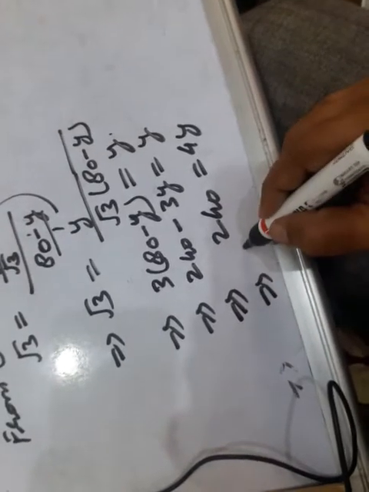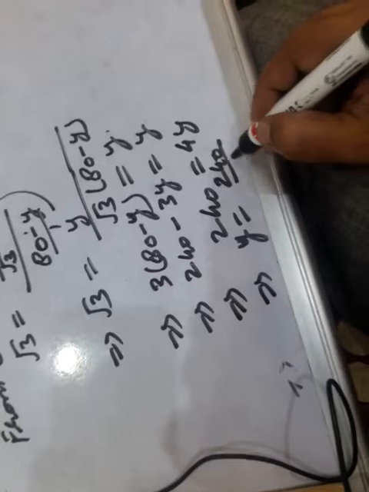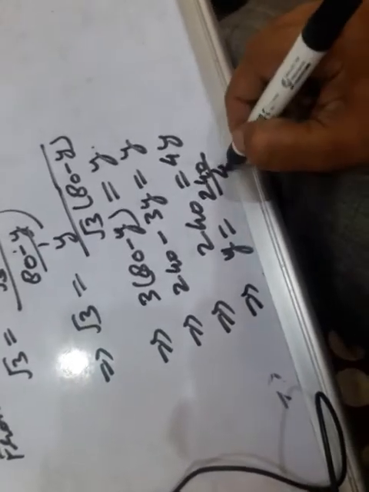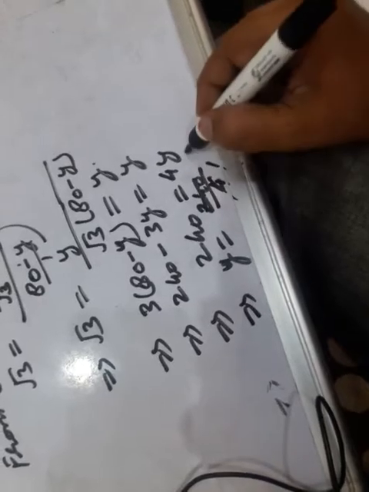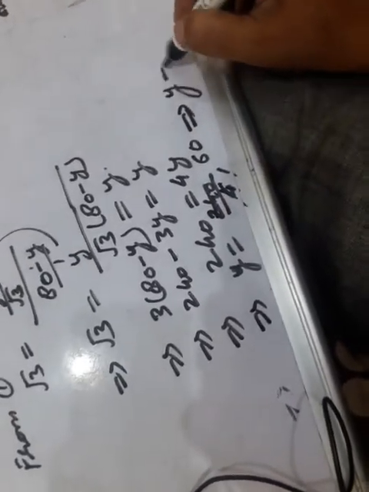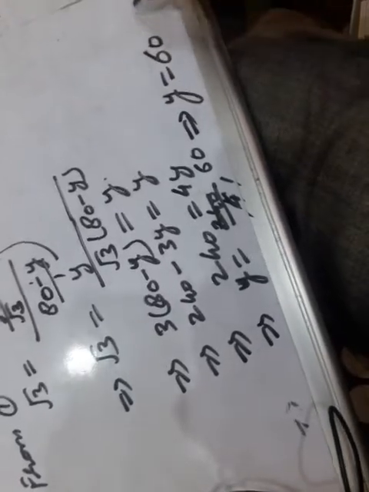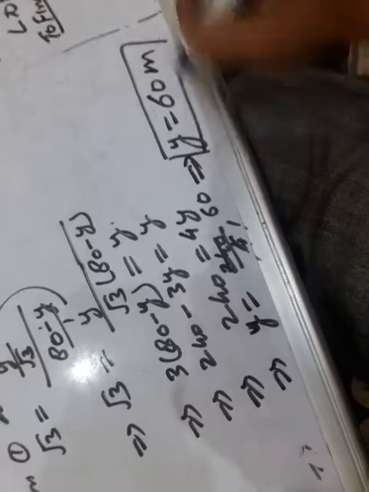This implies that y equal to 240 upon 4. That is what? 4 ones are 4, 4 sixes are 24, and 4 zeros. This implies that y equal to 60 meter. Did you understand, children?